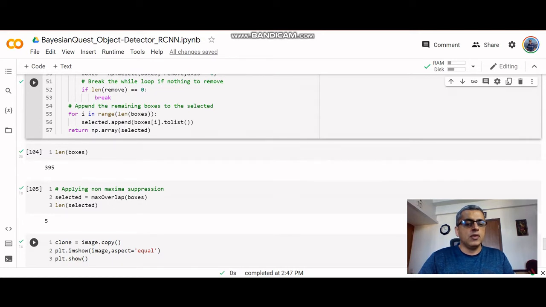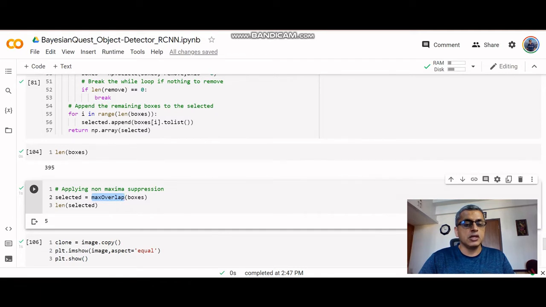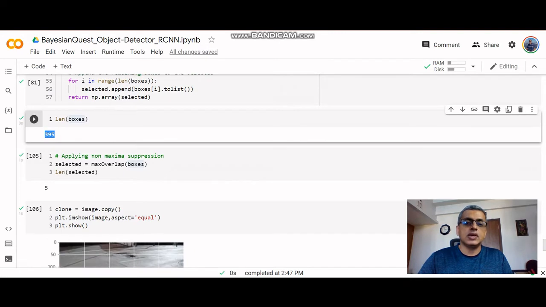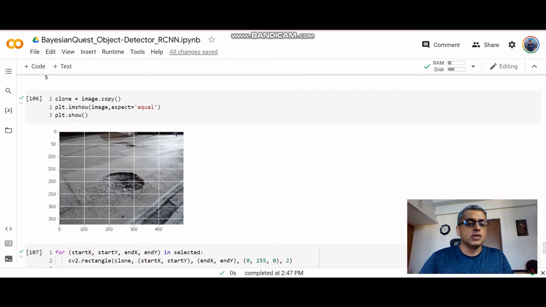So now we are applying this non-maximum suppression function to all those boxes. Remember, we had 395 boxes after we filtered based on our probability threshold, and finally by applying non-maximum suppression, it gets reduced to just 5 of them. So that's the effect of non-maximum suppression. Let's look at how good these non-maximum suppression bounding boxes are. Let's clone the image again.